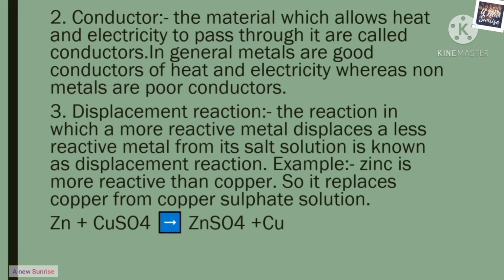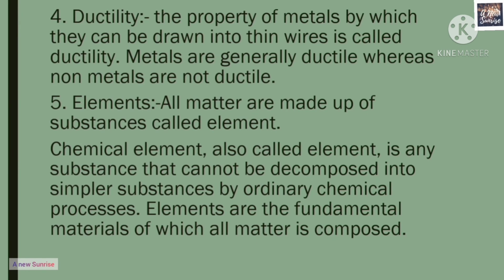Now let's see the example of displacement reaction. Zinc is more reactive than copper, so it replaces copper from copper sulfate solution. Zn, that is zinc, plus copper sulfate solution, that is CuSO4, gives zinc sulfate solution plus copper. Now let's go towards the fourth term, that is ductility. Now let's define this term also. Ductility is the property of metals by which they can be drawn into thin wires. Metals are generally ductile, whereas non-metals are not ductile.